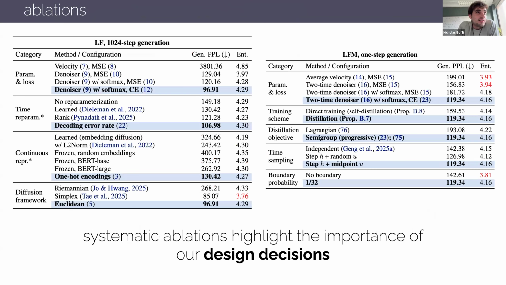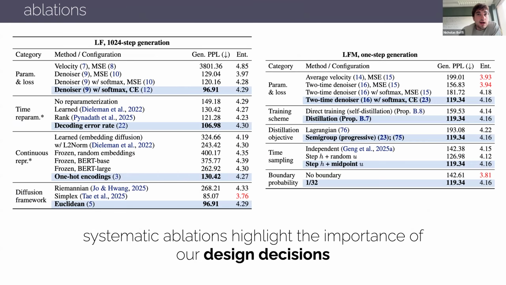And we've done a bunch of ablations as well, testing various ways to parameterize the two-time denoiser, what kind of time sampling you should use, what kind of embedding you should use, one-hot encoding versus a pre-trained embedding, things like this. And we really looked into this quite extensively to converge on our final hyperparameter configurations here.